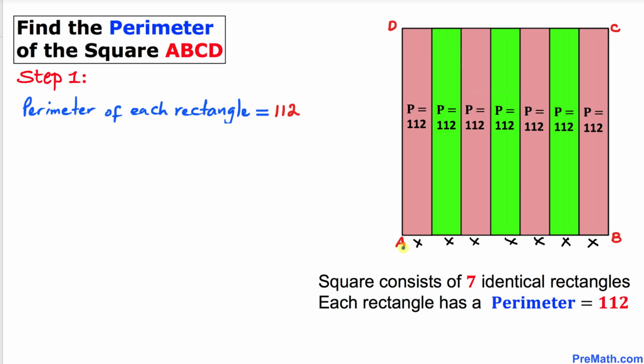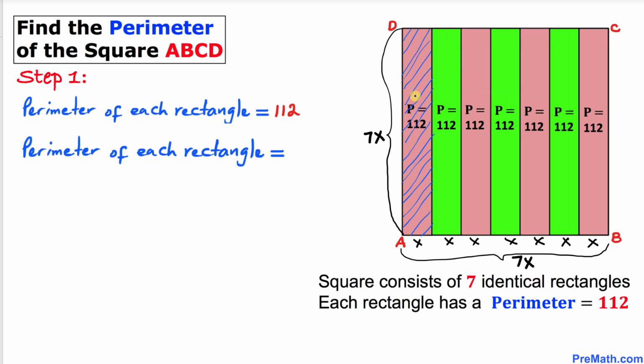So the total length of this AB side is going to be x plus x plus x, we're going to add all these sides. That turns out to be 7x. So the side length of this square turns out to be 7x. And since we are dealing with a square, all the sides have equal length. Therefore, this side length AD is going to be 7x as well.